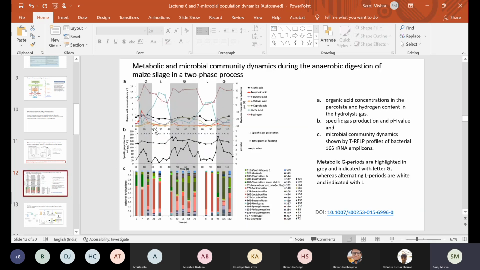So now let's look at the data from phase 1. What you will see in this data is panel A. And what you are looking at here, for example, on the y-axis, is organic acid concentration, which is measured in grams per liter. So it is a sample which has been removed.